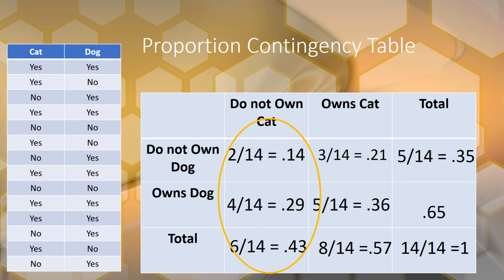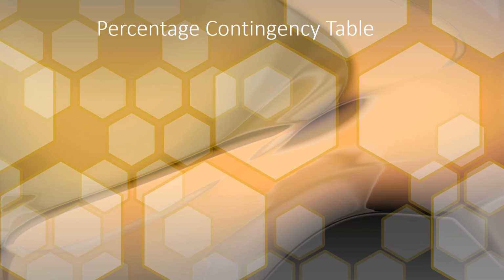0.14 plus 0.29 equals 0.43. 0.21 plus 0.36 equals 0.57. And then 0.35 plus 0.65 equals 1. And so it all adds up.